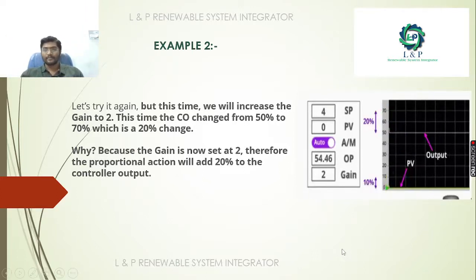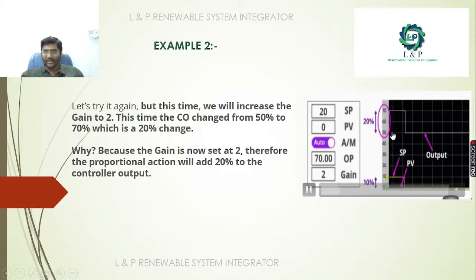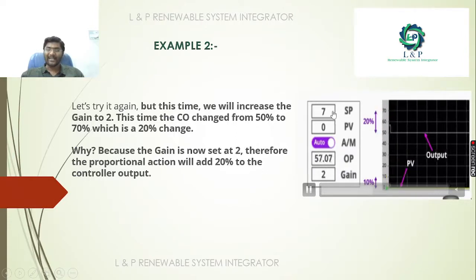See here. From the 50%, it is rising to 70%. Why? Because we know earlier our set point is 20%. So in order to achieve that set point, we also assigned a gain of 2. So to produce the required output based on this gain and set point, now it is 70%. It is changing from 50 to 70%.